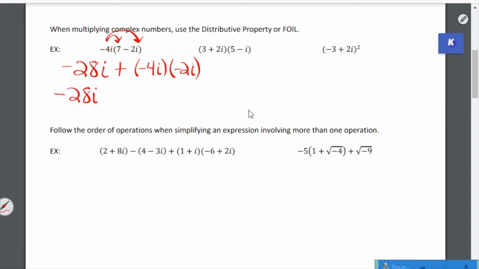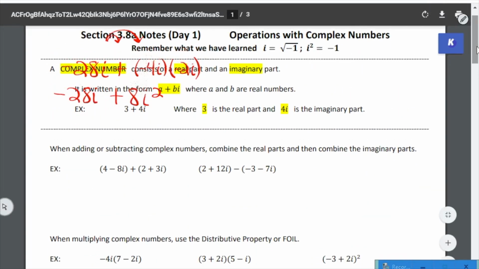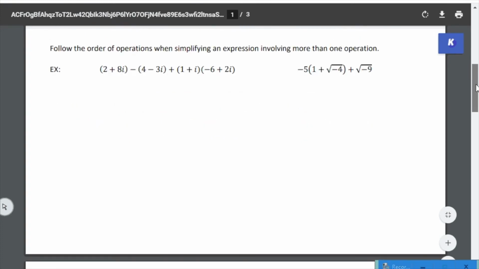And when I multiply my two parentheses here of negative 4i and negative 2i, I'm going to multiply my like parts. So negative 4 times negative 2 becomes positive 8. And then i times i becomes i squared. And if you'll remember, at the top of these notes, what does i squared equal? We might want to keep that in mind, that i squared can then be simplified to negative 1. So when we have that i squared, we can go ahead and simplify that.